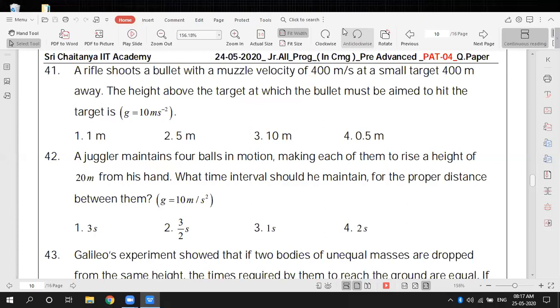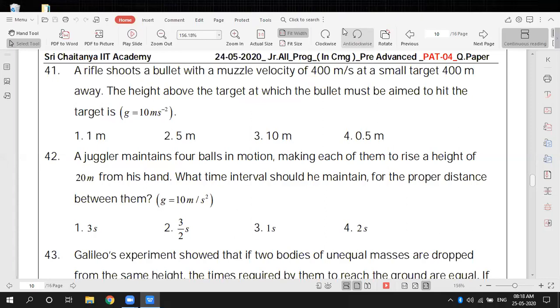Okay, now what is the height above the target at which the bullet must be aimed? That means from what height the bullet is to be fired. That is the question. Now you see here, whenever the bullet is fired from a height h, what is the time taken by the bullet to reach the target? Time taken is equal to root 2h by g. In case of horizontal projectile, the time in which the body reaches the horizontal plane is root 2h by g. So this bullet reaches the target in this time.